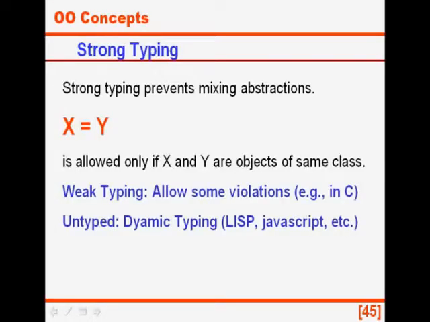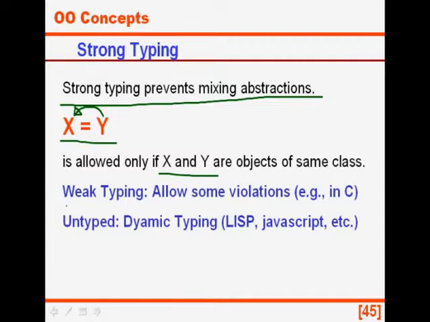Yet another very important feature of object-oriented programming is strong typing. Strong typing prevents mixing abstraction. This is the definition given by Grady Booch. What does it mean for us? Let's look at this simple statement. Y is assigned to X. This statement will be allowed in the language if and only if X and Y are objects of the same class. Otherwise, they are not allowed.